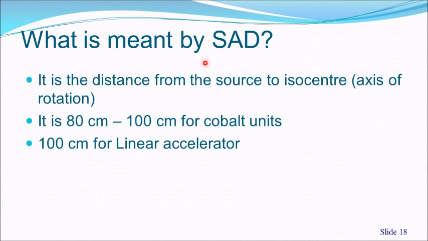What is meant by SAD or FAD? It is the distance from the source to the isocenter, that is the axis of rotation. It is 80 or 100 centimeters for cobalt units, and 100 centimeters for linear accelerators. You can get cobalt units with 80 centimeter SAD or 100 centimeter SAD. Linear accelerators have SAD, or we can call it FAD, of 100 centimeters.